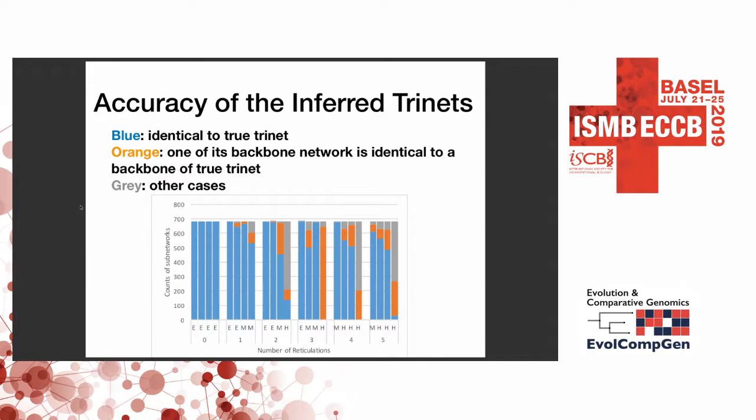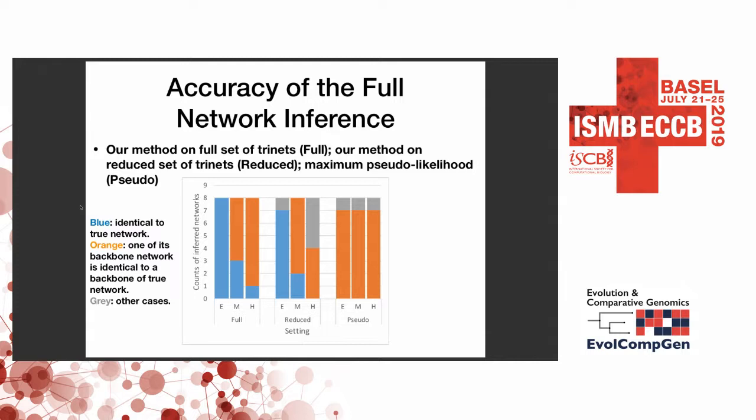Okay? So what this shows here for the letters E on the x-axis here, these are the easy cases. All the trinets almost get inferred correctly. When you go to the medium complexity networks, we get it in most cases, the trinets. When we go to the hard cases, some networks are very, very hard, that even the trinets, in some of the cases, we don't get them correctly. Okay, so this is expected. And this is the accuracy of the trinets themselves.